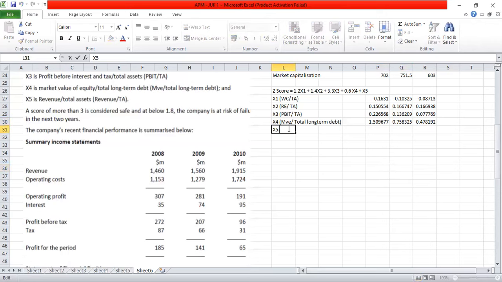X5. So X5 is the revenue divided by total assets. So revenue, we can see here 1460, 1560, 1915. Okay.